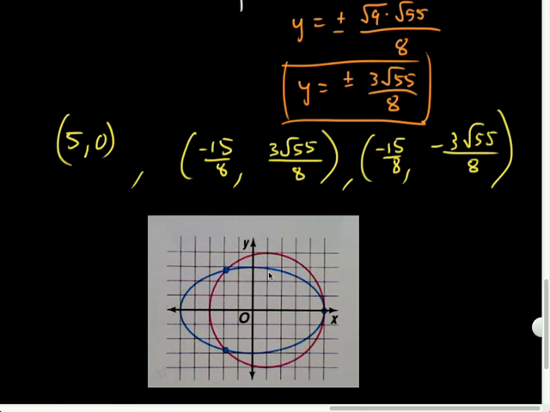All right, so kind of an unusual case, intersection between a circle and an ellipse. 3 solutions, you can see there's the 5, 0, and then negative 15/8 up 3 roots of 55/8, and negative 15/8 down 3 roots of 55/8.